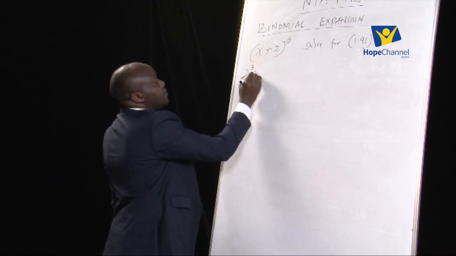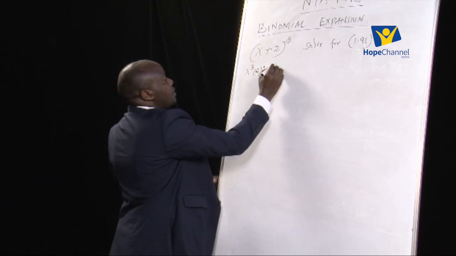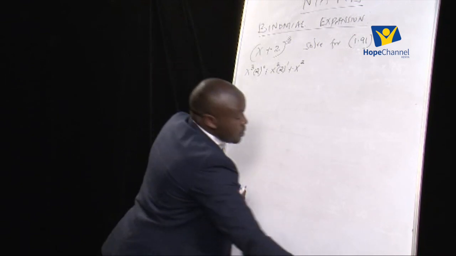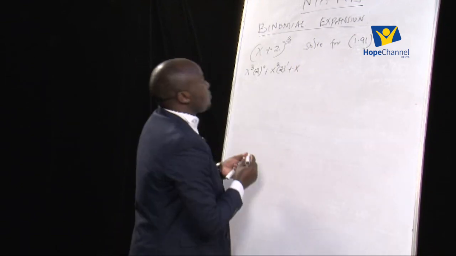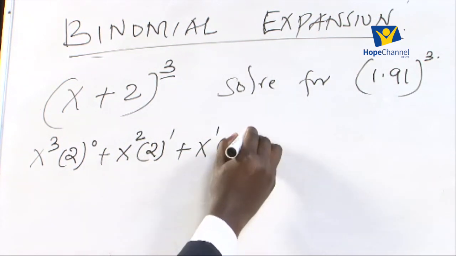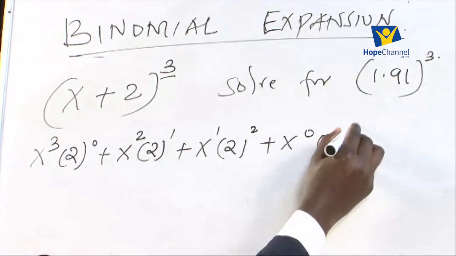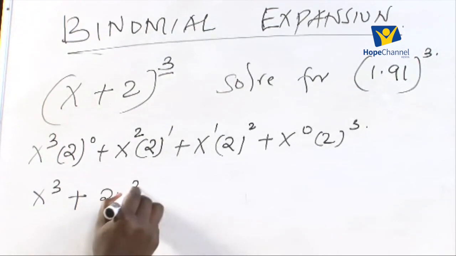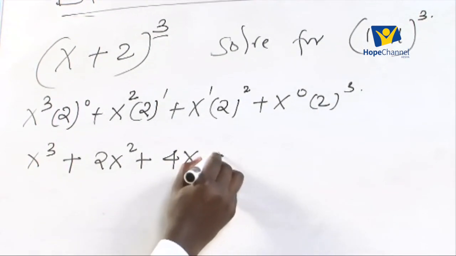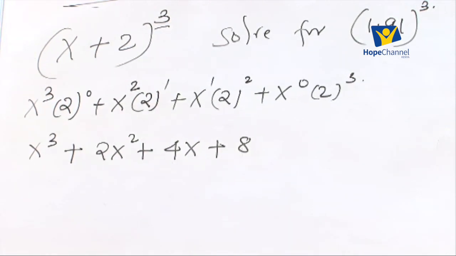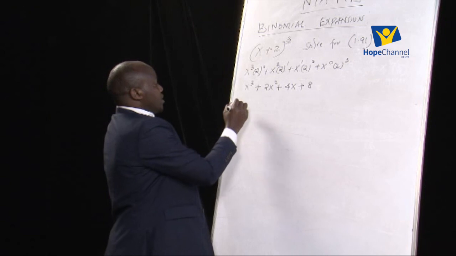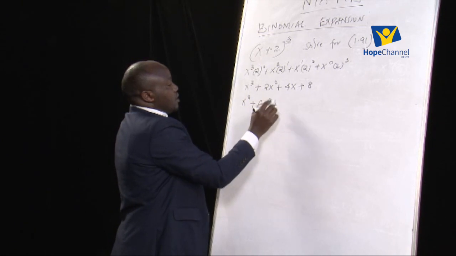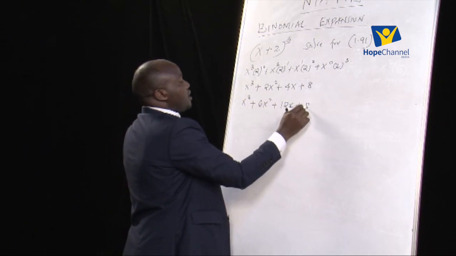So that is x power 3, 2 power 0, plus x power 2, 2 power 1, plus x power 1, then 2 power 2, plus x power 0, 2 power 3. Okay? Now we have x cubed plus 2x squared plus 4x plus 8. The coefficients were 1, 3, 3, 1. So that is 1, which is x cubed, plus the 3 gives us 6x squared, the 3 gives us 12x, then plus the 1, which is 8. This is your expansion.